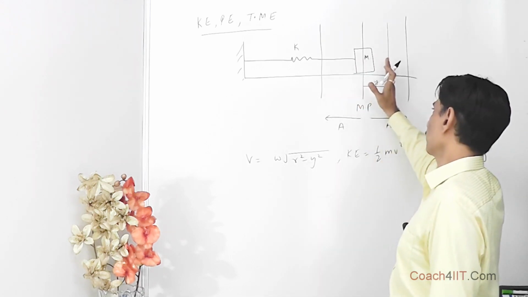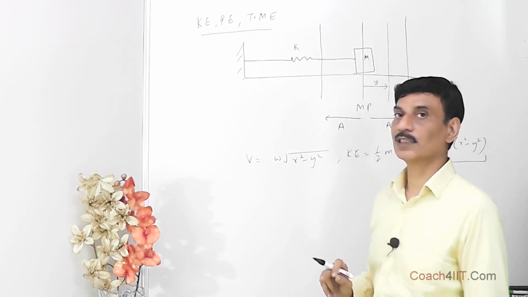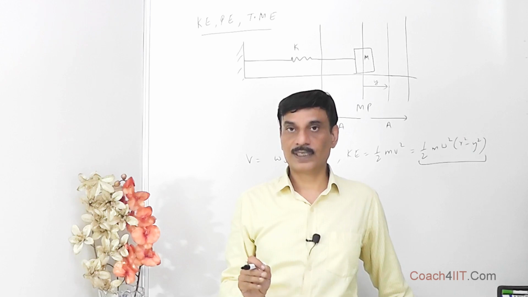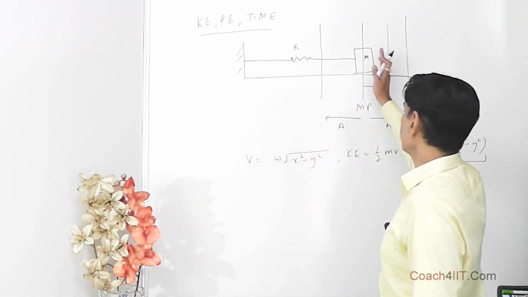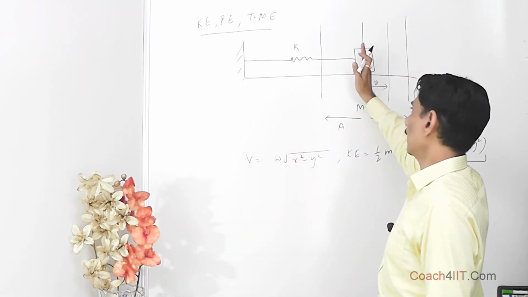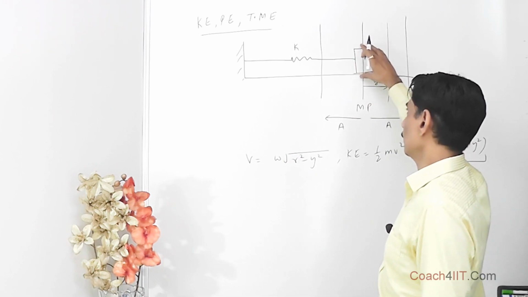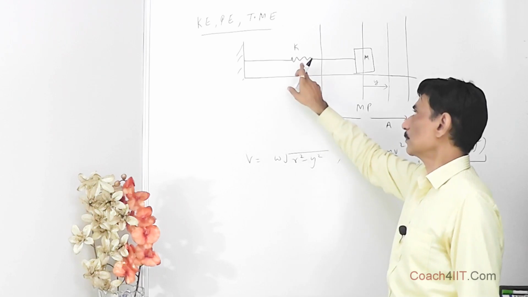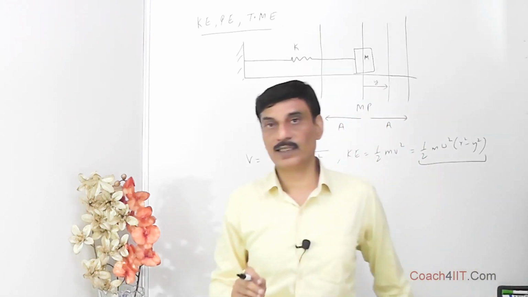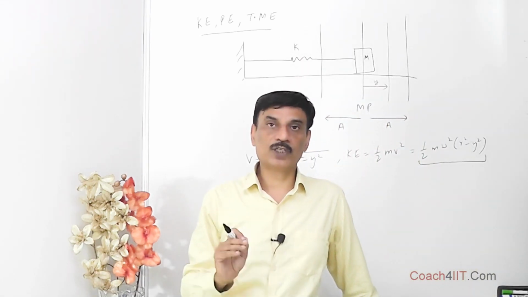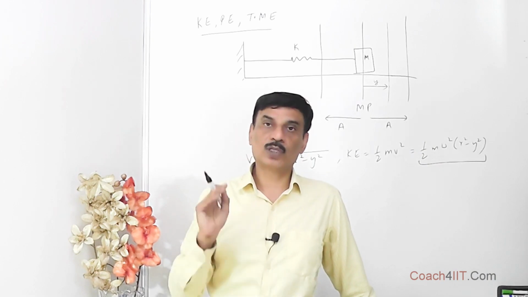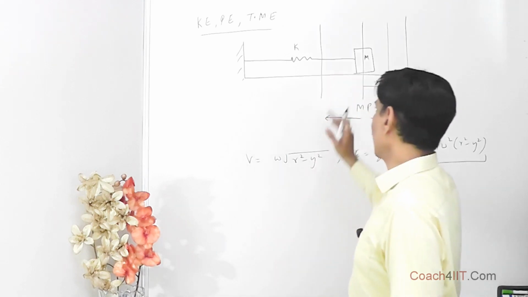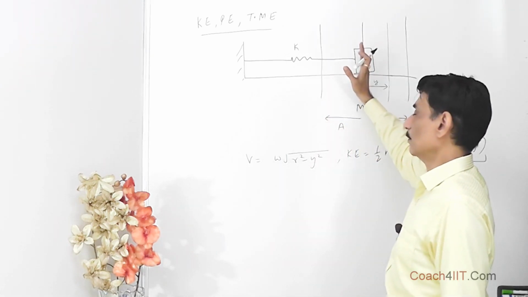When it has moved from here to here, obviously there is some stretch in this spring also. This is not the natural length, so there is some potential energy also. But when it is at the mean position, all the energy is associated with the kinetic energy, because then there is no stretch or compression. The spring has attained its natural length, so there is no potential energy associated with the spring. The whole total mechanical energy is the kinetic energy of this body.